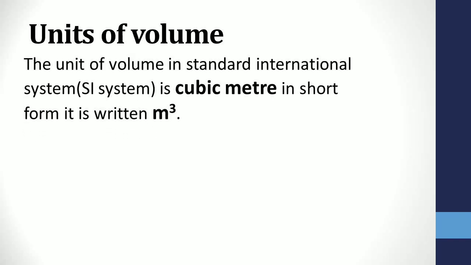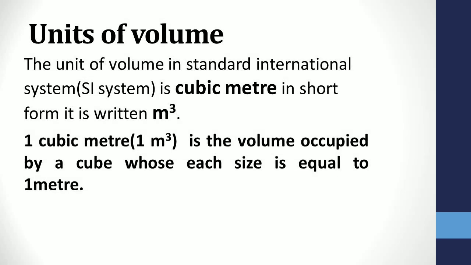As we have seen, volume is the space occupied by any object, and it is a derived physical quantity. And as we know that all physical quantities have an SI unit, so now we will see the unit of volume in the standard international system, the SI system, which is the cubic meter, as we have seen in area also. So the SI unit of volume is the cubic meter, or in short form you can write it as meter to the power 3, or m³.